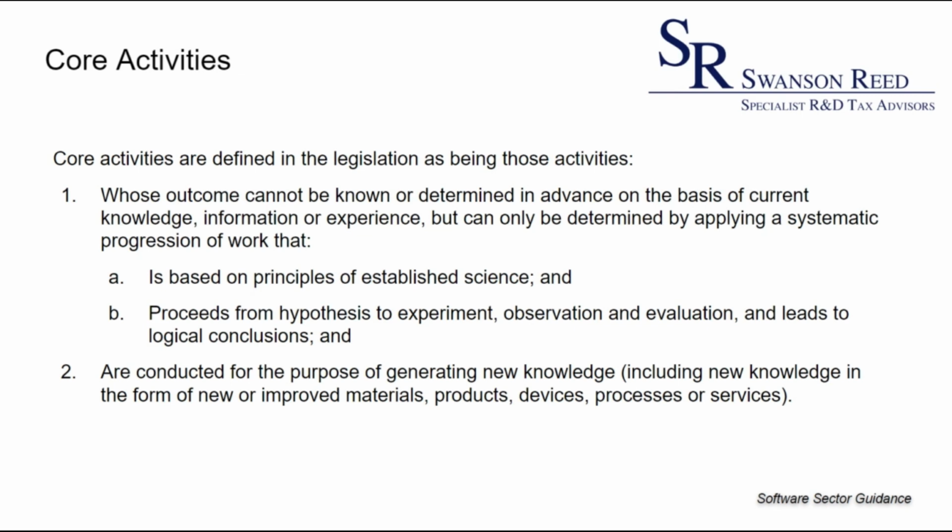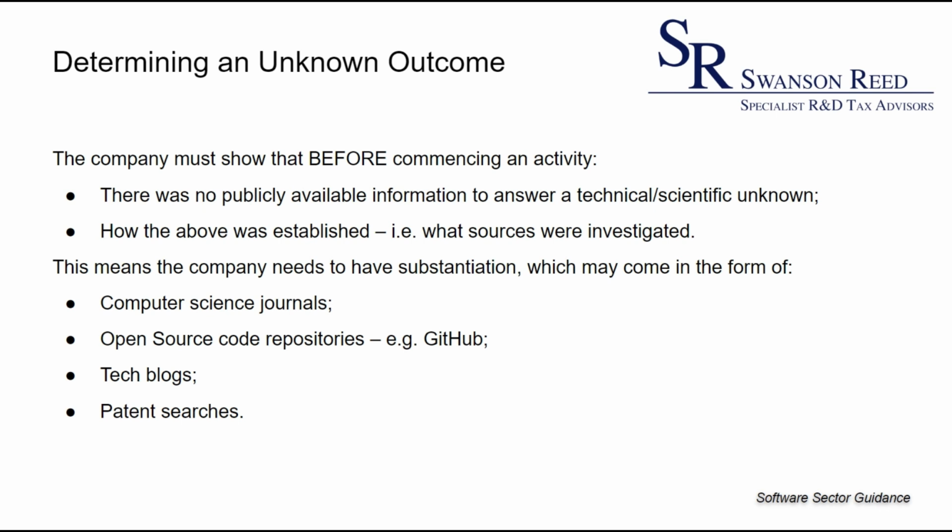The company must show that before commencing an activity, there was no publicly available information to answer a technical, scientific unknown, and how the above was established, i.e. what sources were investigated. This means the company needs to have substantiation, which may come in the form of computer science journals, open source code repositories such as GitHub, tech blogs, or patent searches.